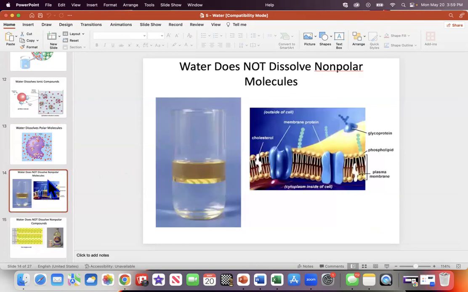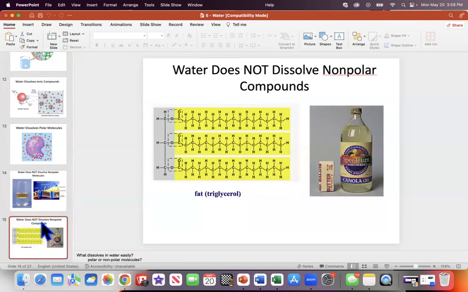What if the molecule is nonpolar, like oil? We know the water does not dissolve oil. Water and oil don't get along well. They will separate in two layers. The reason is oil is a nonpolar molecule. So that's oil. We'll talk about this in the biomolecule.